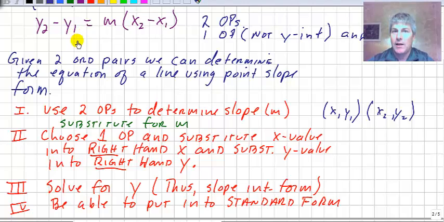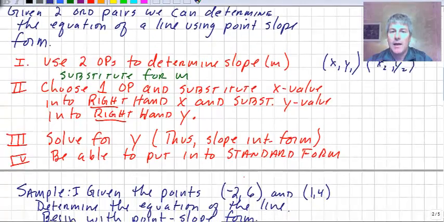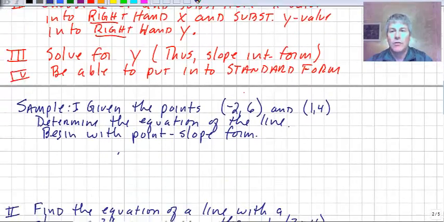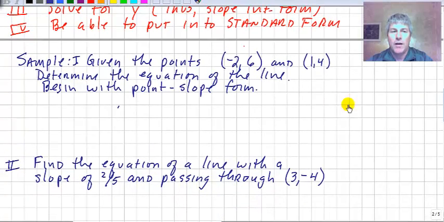We want to get the right answer. We want to find the right equation. So we substitute into the right hand x and the right hand y. And then we can rewrite this equation. We can solve it for y and thus put it into slope-intercept form. And we will also ask you to be able to rewrite that and put it into standard form. So get those notes written down and make sure you have that and follow along as we do our process.